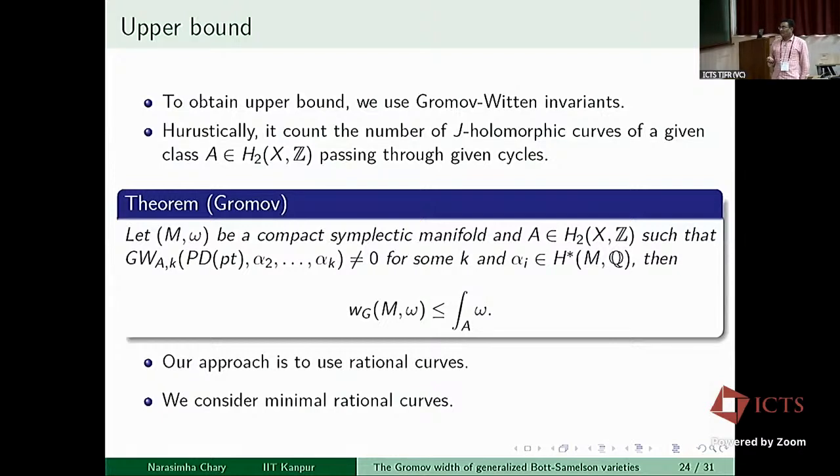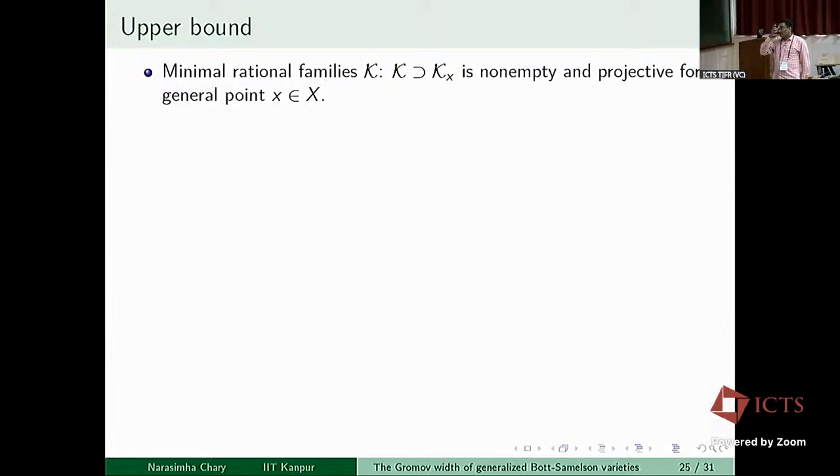So we wanted to use a nice class of rational curves, namely minimal rational curves. What are minimal rational curves? A rational curve is a non-constant map from P1 to your variety X. Now we take the subfamily of these rational curves passing through a general point. The definition of a minimal rational family is that this subfamily has to be non-empty and projective.